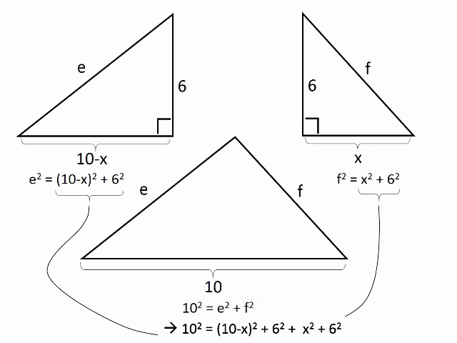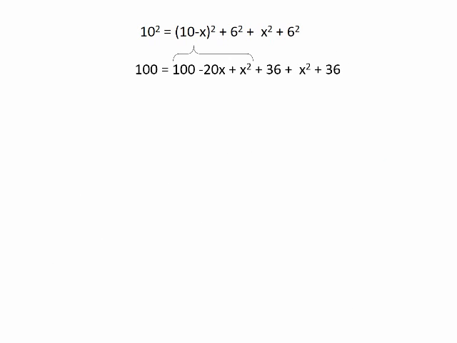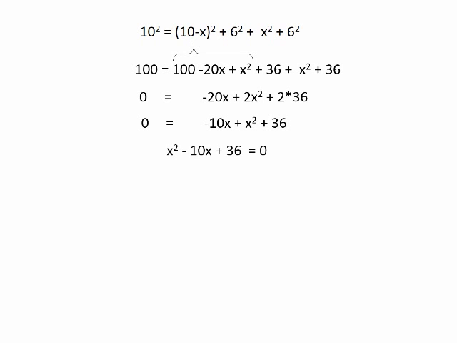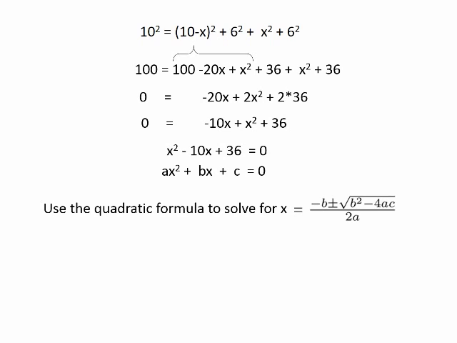Now let's simplify this expression. Now expand the square terms. Then gather terms, divide by 2, reorganize, and we have x squared minus 10x plus 36 equals 0. This is of the form ax squared plus bx plus c equals 0. So we can use the quadratic formula to solve for x.